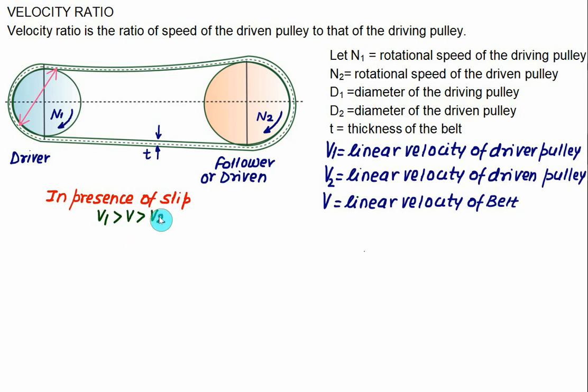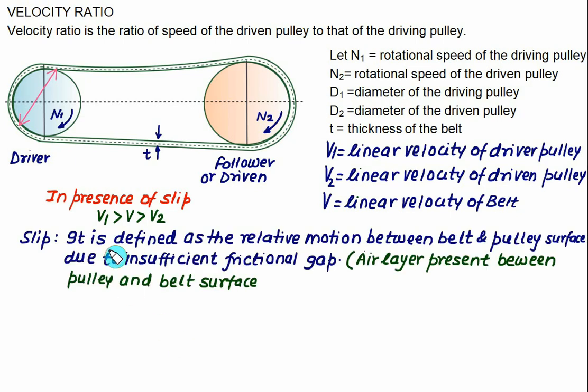So in this case, we have to define the slip. So we define the slip as the relative motion between the belt and the pulley surface due to insufficient frictional grip. This gap is filled between the belt and pulley by air. So because of the air layer present between the pulley and the belt surface, a certain amount of slip will occur, and this slip is normally expressed in percentage.